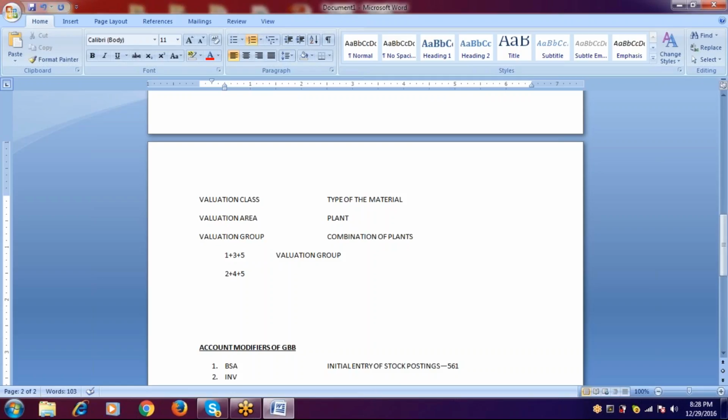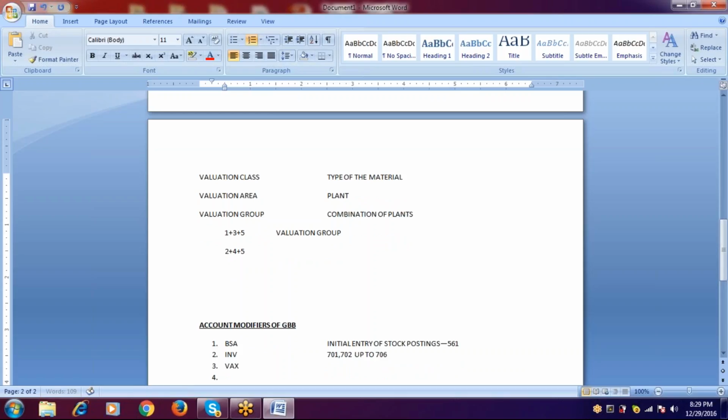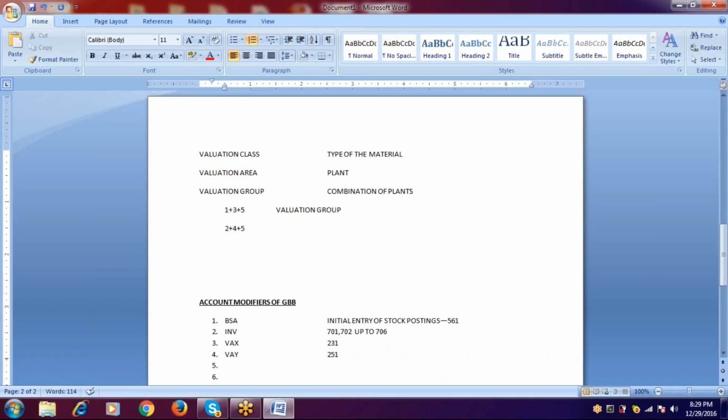INV. INV is most of the time for the movement types 701 and 702 up to 706. All these are used for INV, and VAX. VAX is the movement type for 231, and VAY. VAY is used for movement type 251, and VBO. VBO is used for 543. All these are movement types, and VBR.